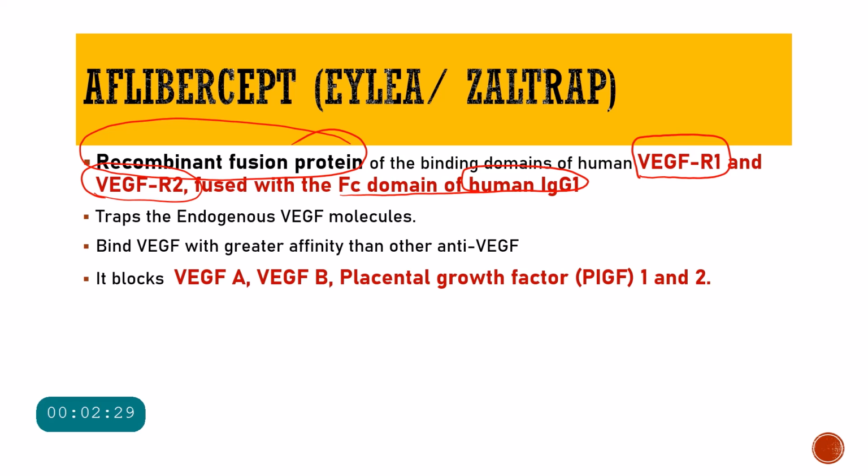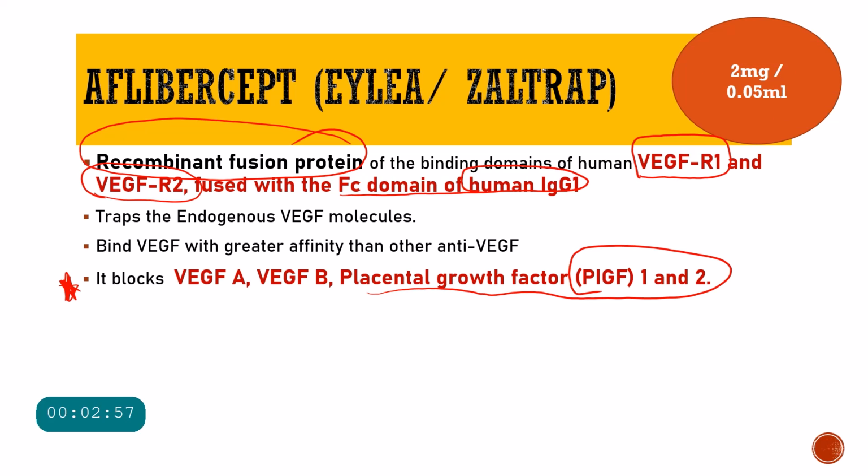What it does is trap the endogenous VEGF molecules and bind with them with a greater affinity than the other types of anti-VEGF. One more important point about aflibercept is that it blocks almost all types of VEGF, whether VEGF A or B, and along with that it binds with placental growth factor, PlGF 1 and 2. Now, what is the dose?